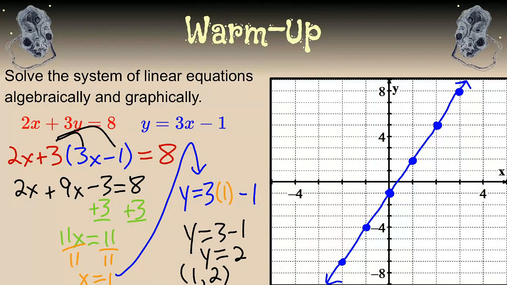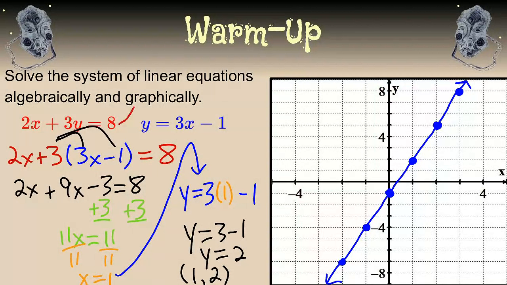There's my blue line. My red line is not currently solved for y. It's not in slope-intercept form. So we're going to have to do something to it. We could convert it to slope-intercept form. That's fine. We can also do something like this.